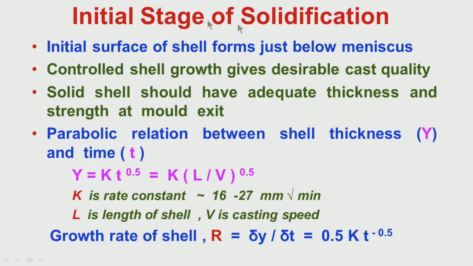So, what is the initial stage of solidification? The initial surface shell is forming below the meniscus. Controlled shell growth is very important; this is a desirable quality. The solid shell should have adequate thickness and strength at mold exit, otherwise there will be shell rupture and there will be a breakout, as I have mentioned.